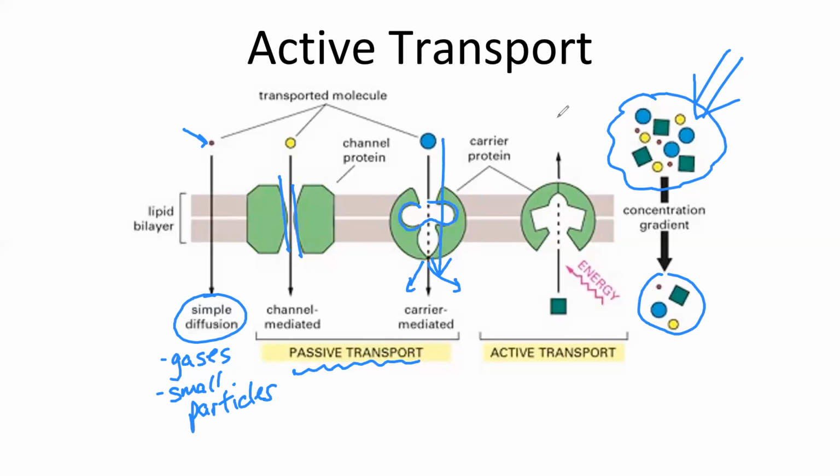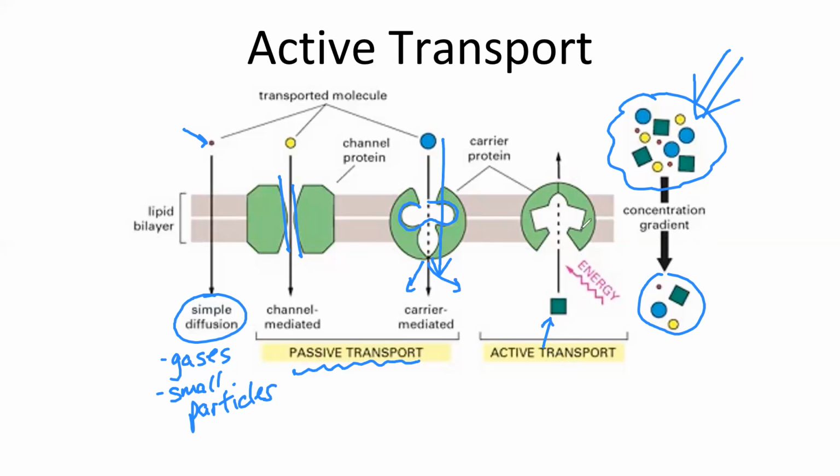In the last area right here, we are requiring energy because we're trying to get this block particle, or square particle, outside of the cell. So we're going against the concentration gradient, or up the concentration gradient, from low to high concentration. It still has a binding site, where you have this square binding site to match this nutrient particle, or any kind of particle really.